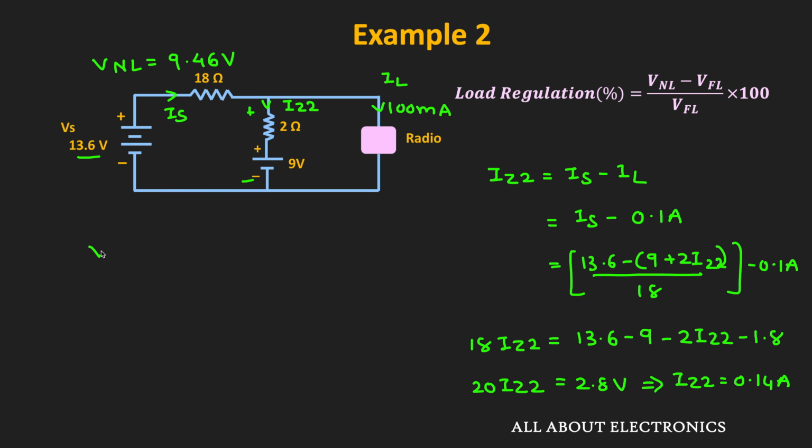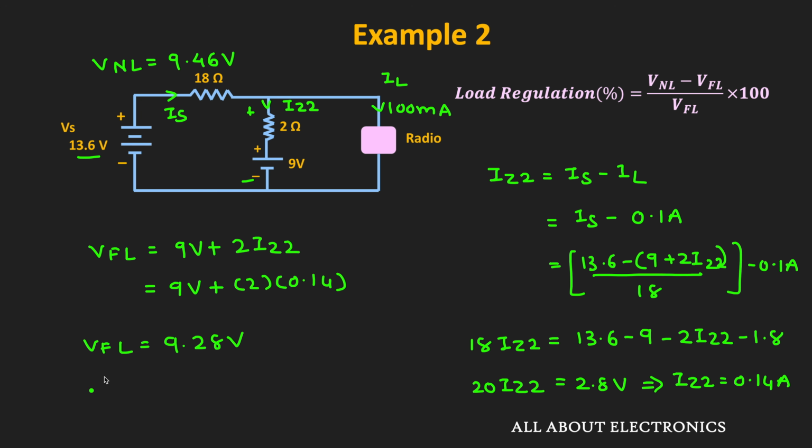That means here this full load voltage is equal to 9 volt plus 2 times Iz2, and that is equal to 9 volt plus 2 times 0.14 ampere. That means the full load voltage is equal to 9.28 volt. So in this way, the value of the full load voltage is equal to 9.28 volt, while the no load voltage is equal to 9.46 volt.